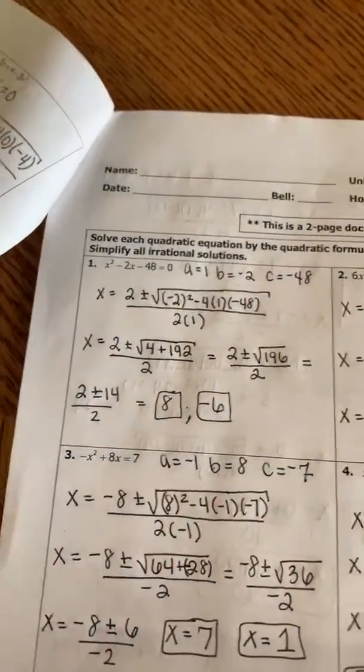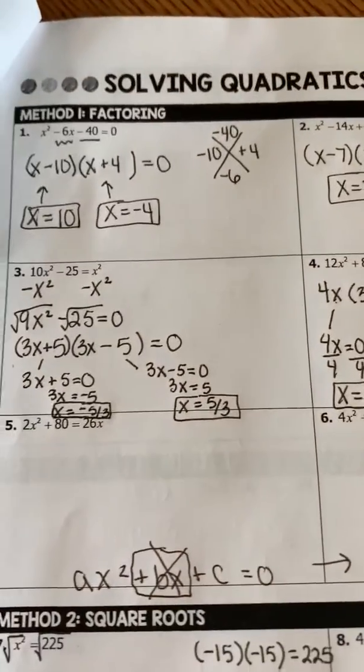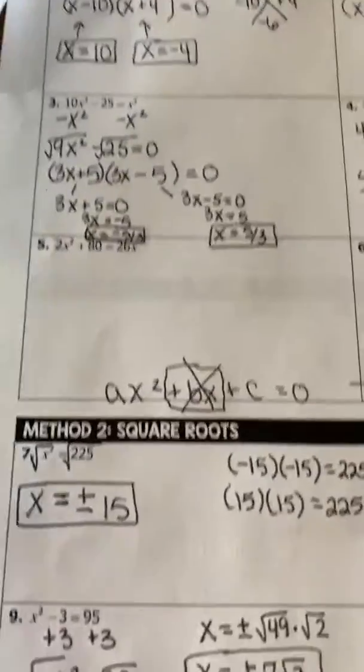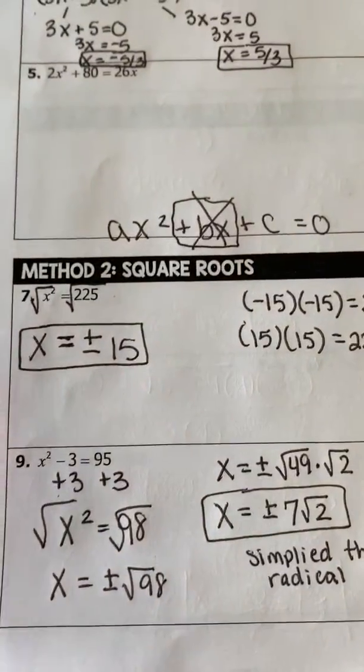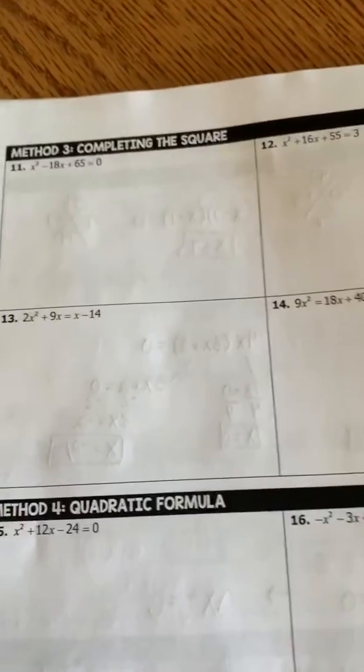The second way that we've talked about is factoring. That's a second way to solve quadratics. The third way that we've talked about is square rooting. Okay, that's another way to solve quadratics. And today we're going to talk about completing the square.